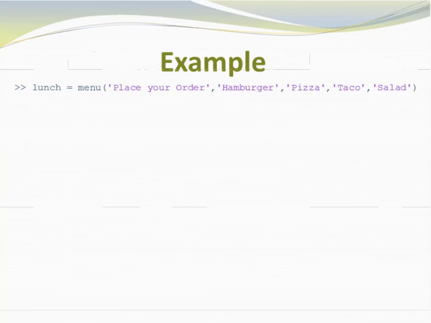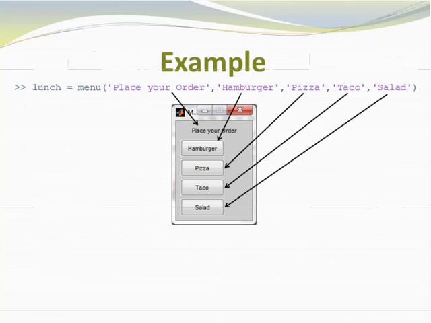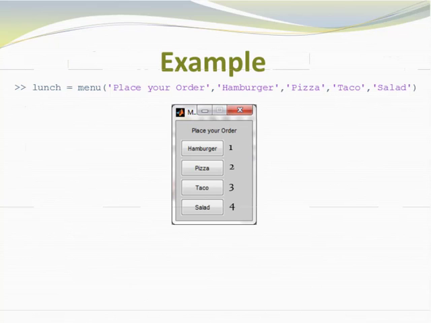Okay, so if I were to run this, what you would see come up is this window. We have our message there at the top, place your order, and then we have 4 buttons, each button corresponding to one of the options that we specified. So now I would be able to click on one of those buttons. Each of those buttons corresponds to a number. The first button has a number of 1, the second button has a number of 2, and the order of the buttons is how they are listed in our menu statement.